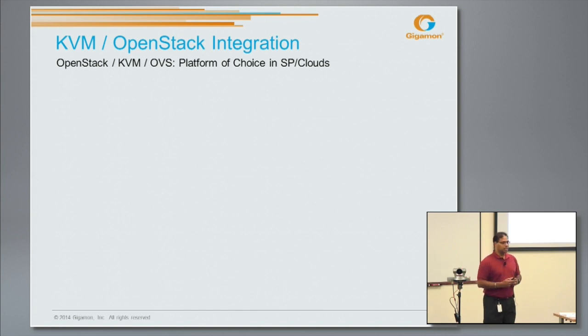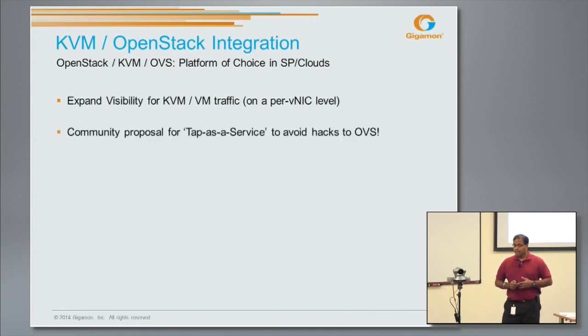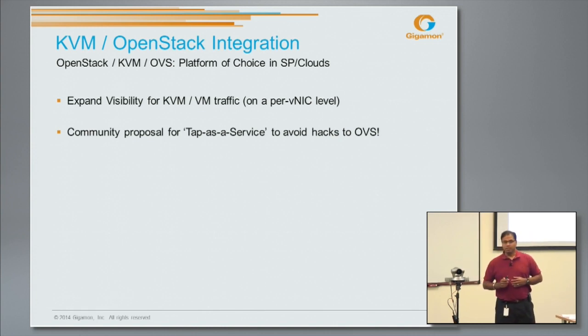So that is on the VMware environments. What about other virtual switches, the other hypervisors? What are we looking at? KVM, right? We want to be hypervisor agnostic. We want to look at what KVM and OpenStack support. A lot of the public clouds, a lot of the SP clouds, for example, are moving in that direction. So we want to expand traffic visibility for KVM and the VM traffic on a per-VNIC level. Ananda mentioned our contribution to open source. We are working with the community on a tap as a service to avoid any specific hacks for the Open vSwitch. Right now, we were hoping it would be in the Juno release, but it looks like it might make the Kilo release that's coming up.